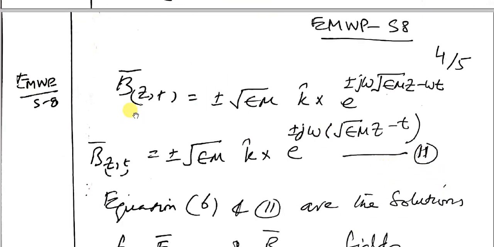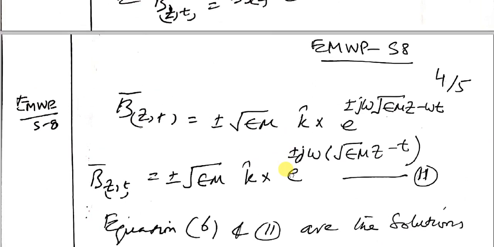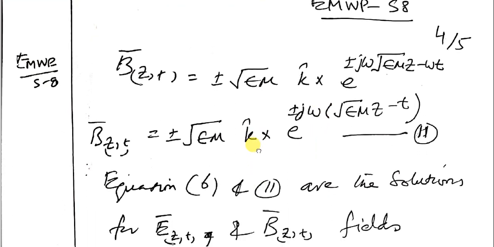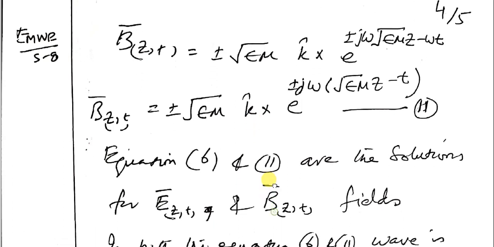Now the solution for the B field has been found, that is, how the B field propagates: square root of epsilon mu, k cross E, raised to the power j(omega t minus omega square root of epsilon mu z). So we have both solutions, for E and B, of the wave equation.